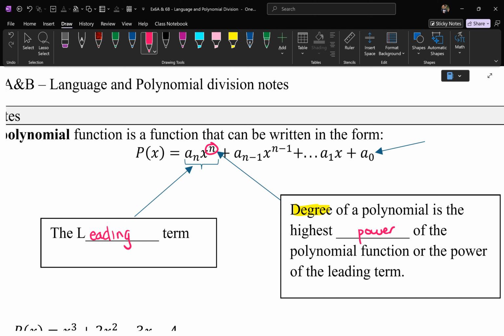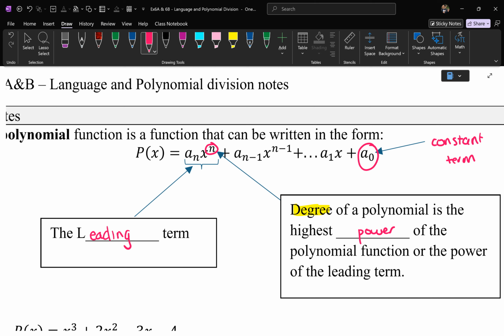And finally, we've learnt this before. What's the last term called? Anyone remember? Starts with C. Yeah. Because it doesn't have any variables on it. This is called the constant term.